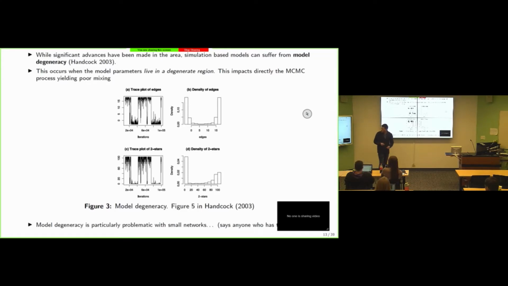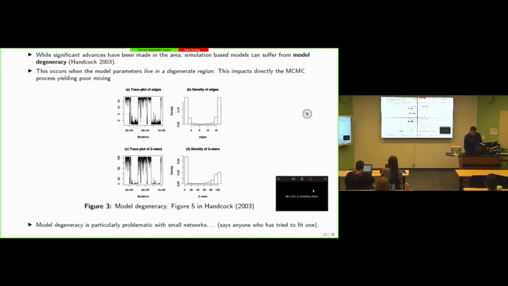And the thing is that the model degeneracy is particularly problematic with small networks. And that's actually shown empirically. I wanted to show you that.